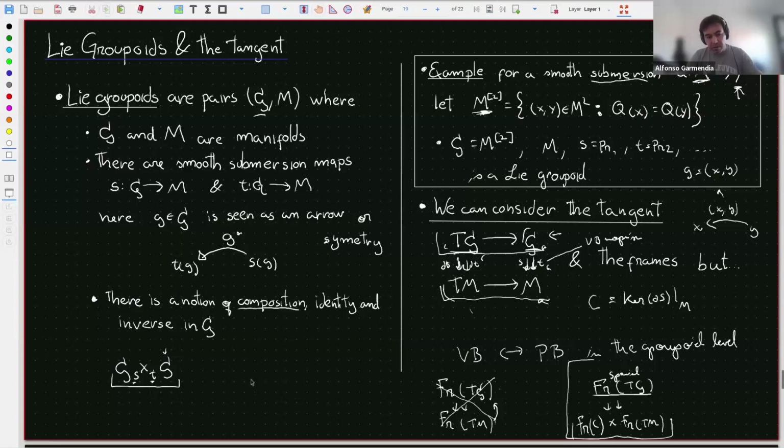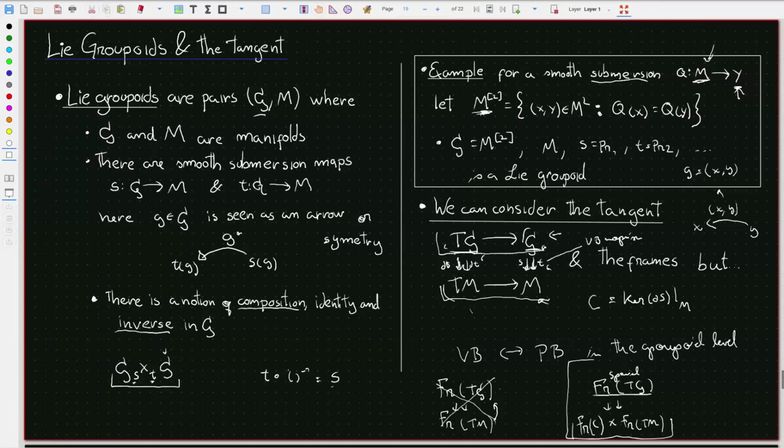Okay. But I also have the inverse map. And the inverse map says that if I apply T composed with the inverse map, this will be exactly the same as the source. And that is just telling me that if T is a submersion, then S is also a submersion. Okay, thank you. Yeah, that makes sense. So the submersion is asked for this to be a manifold, and we ask both because if we ask one, then the other has to be also.